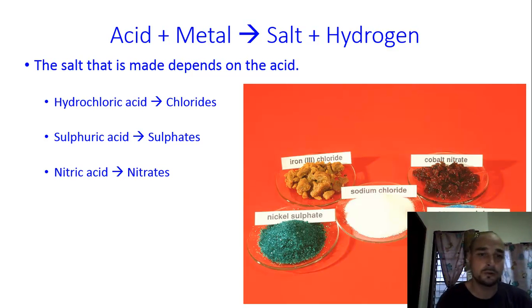So again, hydrochloric acid makes chlorides, sulfuric acid makes sulfates, and nitric acid makes nitrate salts. These are all salts. And there's a picture of nickel sulfate, sodium chloride, copper sulfate, cobalt nitrate, and iron chloride, all metal salts.